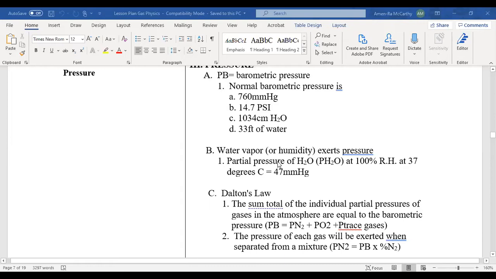All right. Now, that is the second aspect of the alveolar air equation. I told you this lesson kind of just breaks down each component of the alveolar air equation. Just breaking down the components.